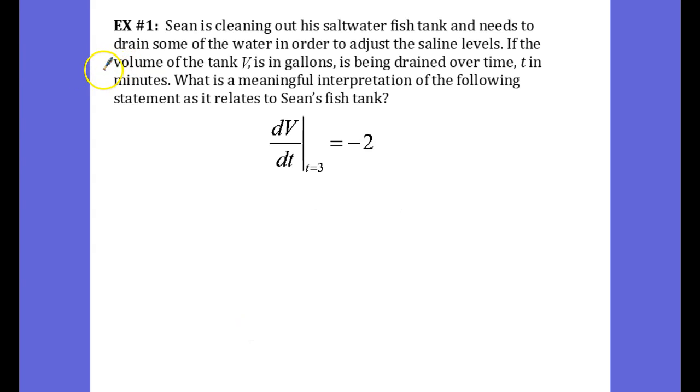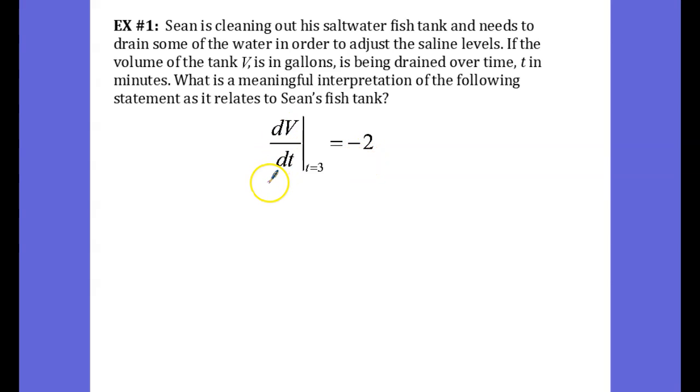Let's look at example 1. Here, Sean is cleaning out his saltwater fish tank and needs to drain some of the water in order to adjust the saline levels. If the volume of the tank V in gallons is being drained over time t in minutes, what is a meaningful interpretation of the following statement as it relates to Sean's fish tank? dV/dt evaluated at t equals 3 is equal to -2.